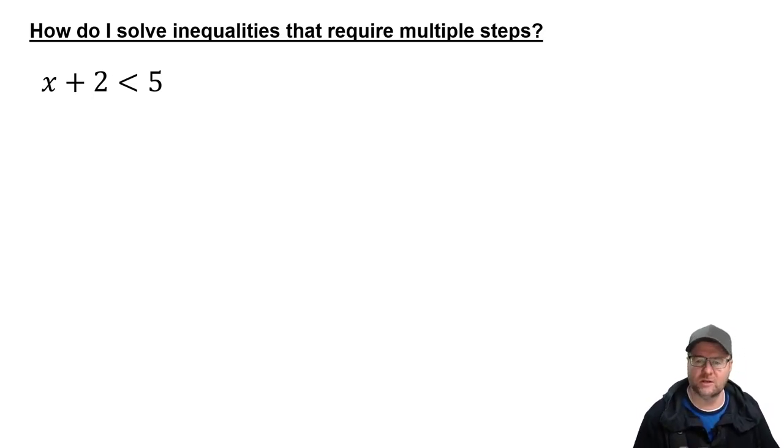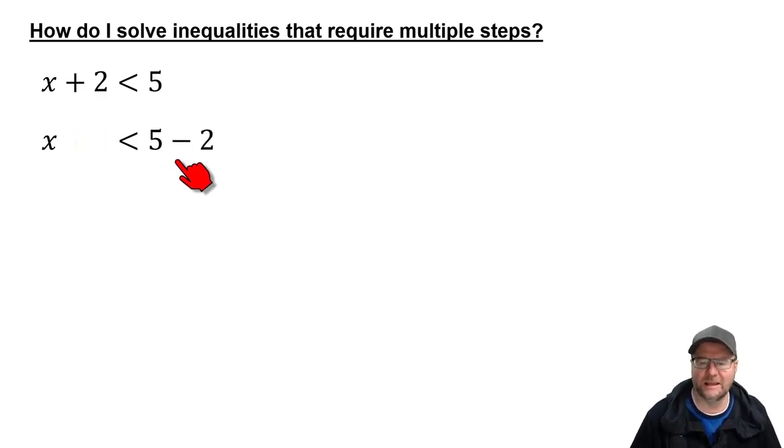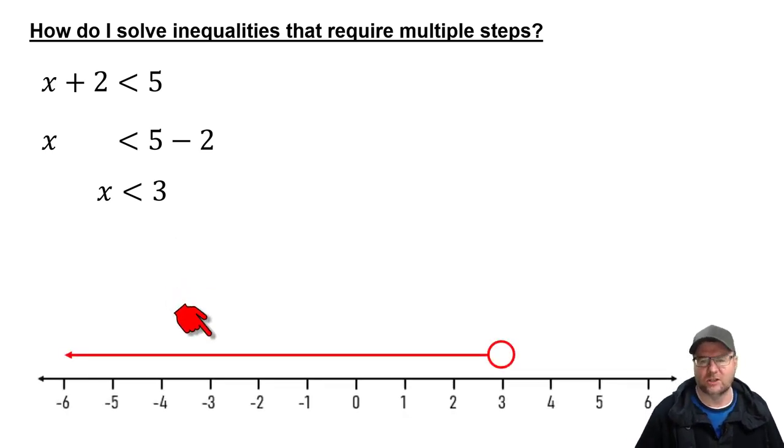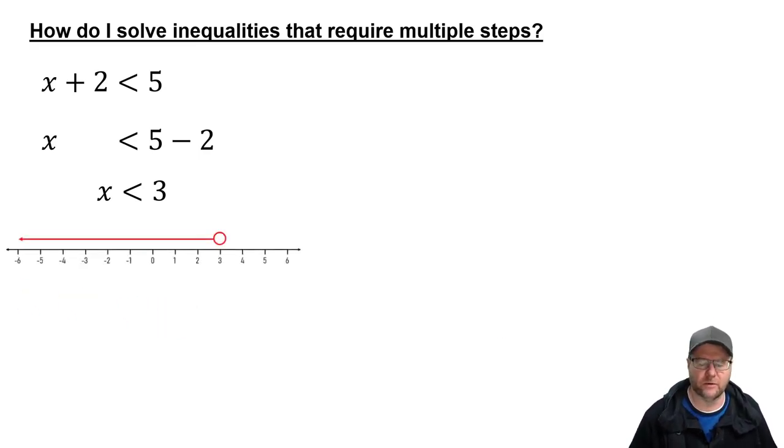So just like we do with equations, I can take the plus 2 and drag it across to the other side. When I change sides, I change sign, it becomes a negative 2. Now 5 minus 2 is 3. So now my inequality reads as x less than 3. And we can go ahead and graph that just like we've done on our number line in the previous lesson. Remembering that it's an open circle because 3 is not included, because 3 is not less than 3.